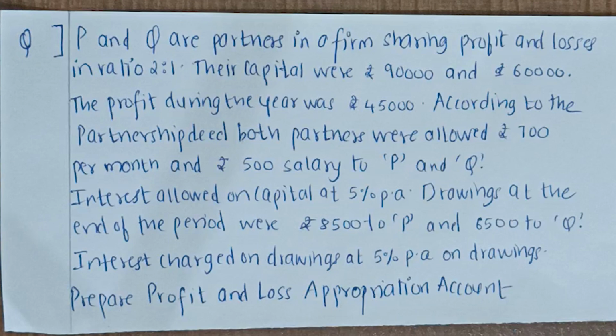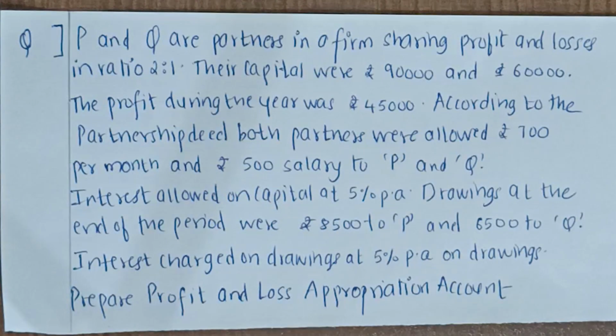So let's begin. The question says that P and Q were partners in a firm sharing profits and losses in the ratio 2:1. The capitals were rupees 90,000 and 60,000 respectively. The profit for the year was rupees 45,000. According to the partnership deed, both the partners were allowed a salary of rupees 700 per month to P and 500 per month to Q. Interest allowed on capital was 5% per annum. Drawings at the end of the period were 8,500 to P and 6,500 to Q. The interest charged on drawings was 5% per annum. Prepare profit and loss appropriation account. So this was the question.